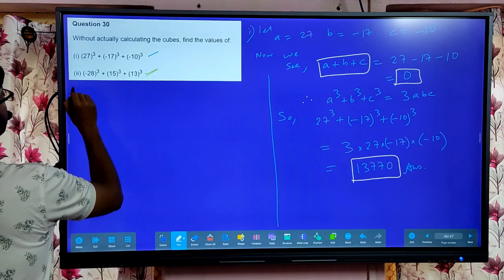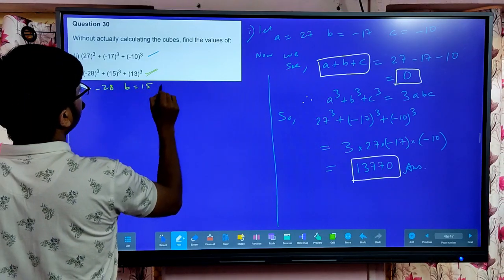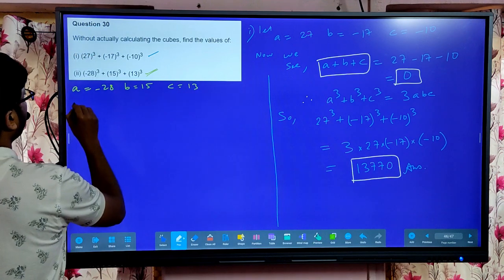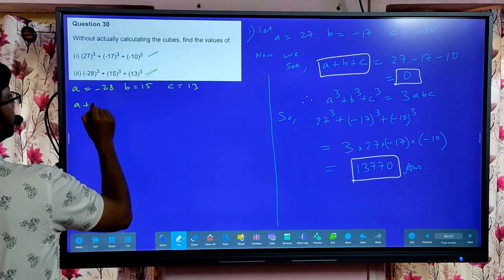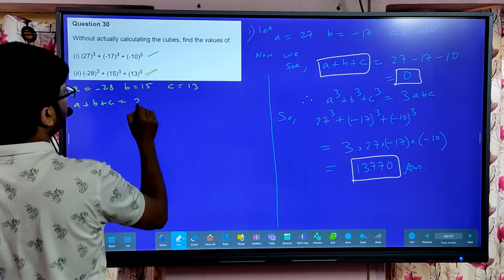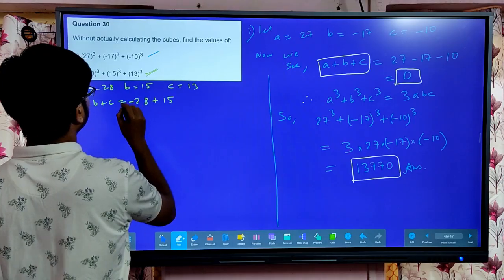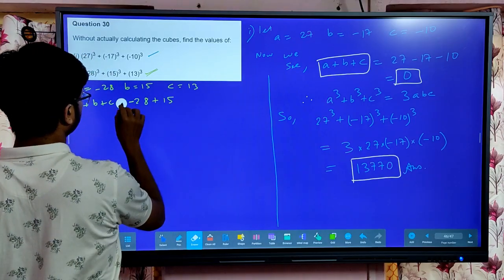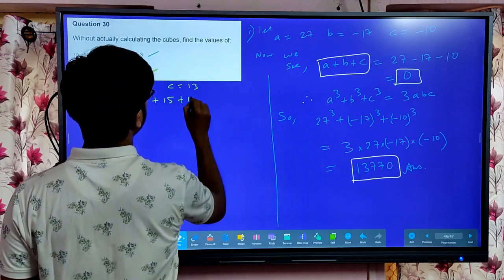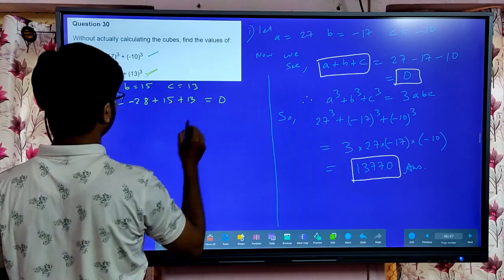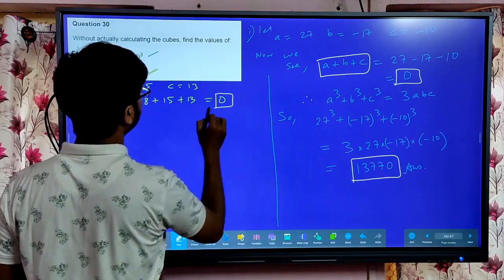So let A equal to minus 28, B equal to 15, C equal to 13. Now the same style you will write. A plus B plus C equal to minus 28 plus 15 plus 13, it is basically equal to 0. So A plus B plus C is becoming equal to 0.